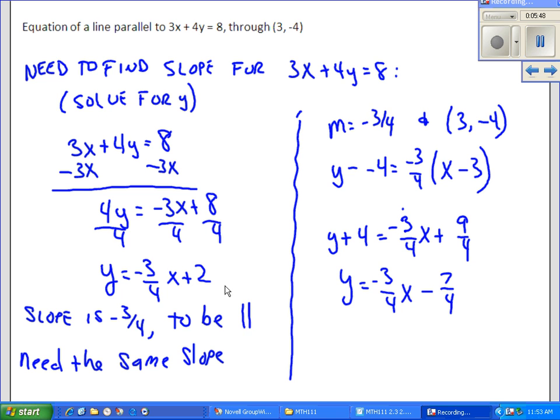So if I want a parallel line in this case, I want to use the same slope. So I use the slope of negative 3/4 and the point that I was given, (3, -4). It's a lot of 3's and 4's in this example. Sorry about that. So you can plug in the slope, plug in the x, plug in the y. Always be extra careful when you're subtracting negative numbers. It's real easy to lose one of those. And then we can simplify.